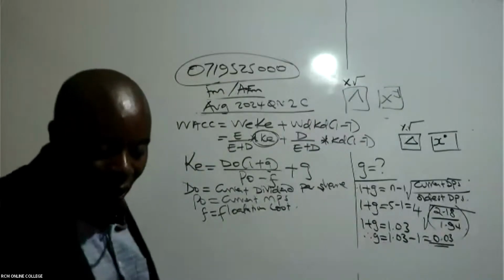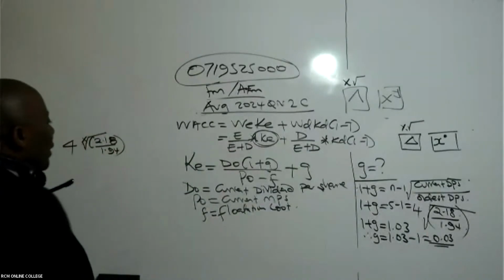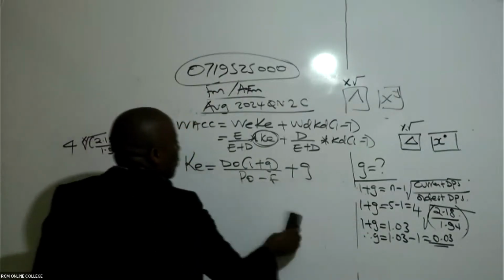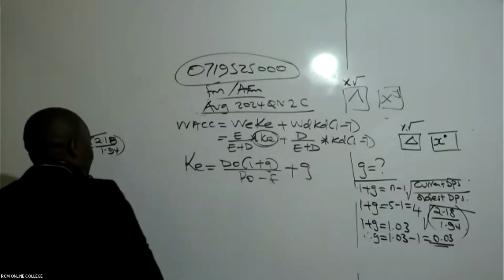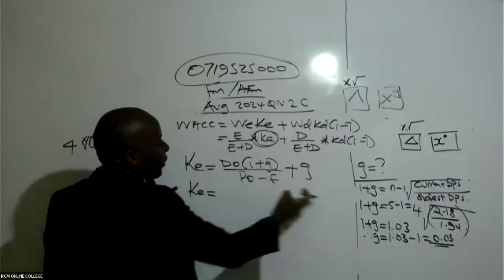So you have to practice a lot, like 5th root, 10th root. In future, they'll talk about 10th root. So that is very good. Then you have been able to get the growth rate, which is 0.03. Then I can easily get the KE. So the KE will be the current dividend, you have picked it here.